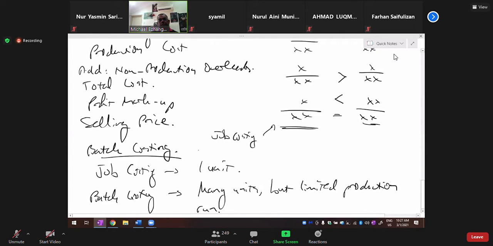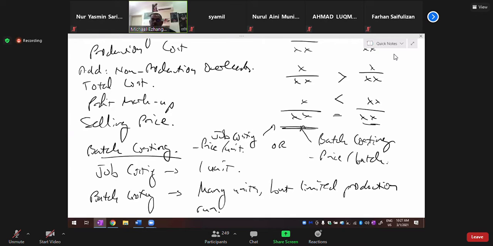For job costing, that will be price per unit. Or if it is batch costing, it will be price per batch. Any questions? Job costing is for 1 unit, batch costing is for batch.